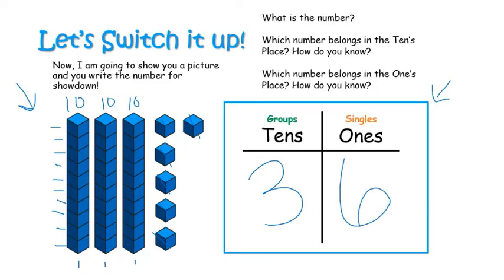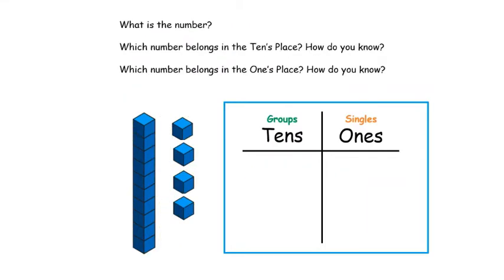So when we look at this number here, what is this number? How many cubes do we have altogether? If you said 36, you would be right. We have 3 groups of 10. 1, 2, 3, and then we have 6 ones. 1, 2, 3, 4, 5, 6. Try that one more time.